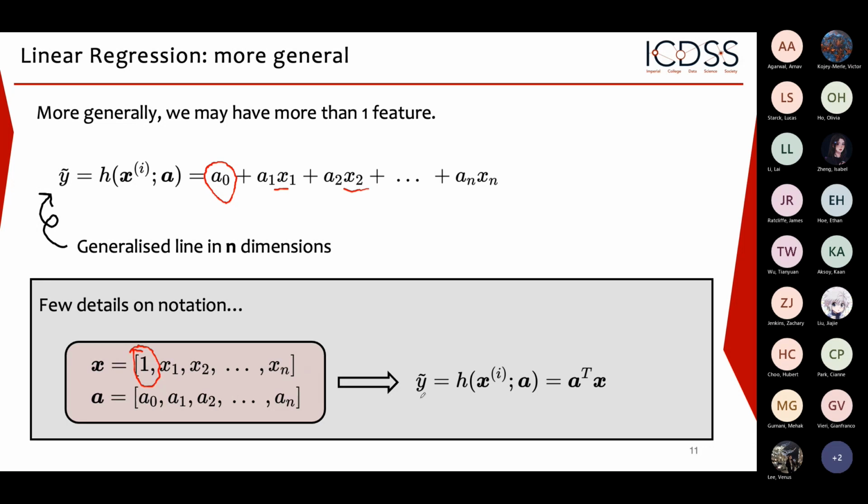And at this point, I can write my model quite easily: y is equal to the dot product between my vector of a's and my vector of x's. The dot product is basically taking the product of the 0th element with the 0th element, plus the first element times the first element, plus the second element times the second element, and so on. Okay. This is just a more compact way of writing everything.